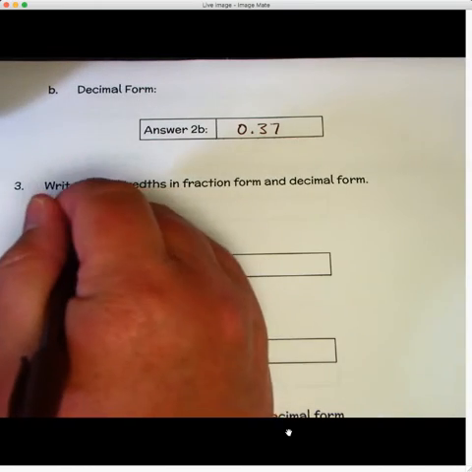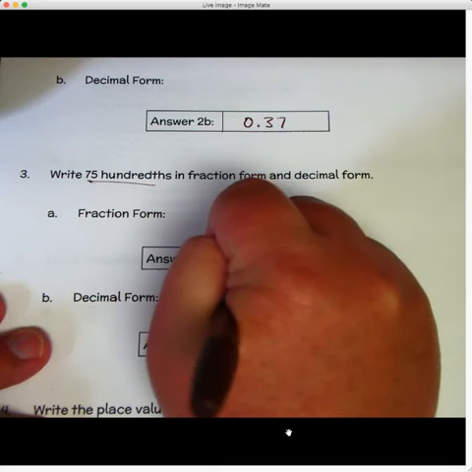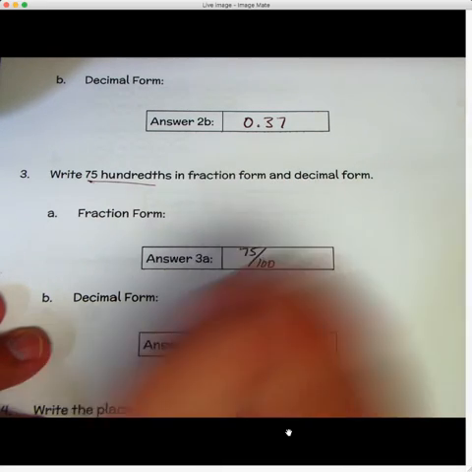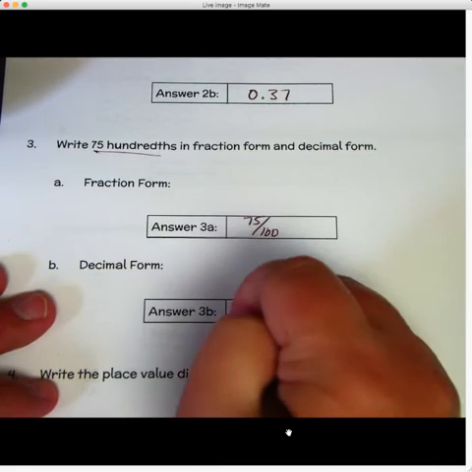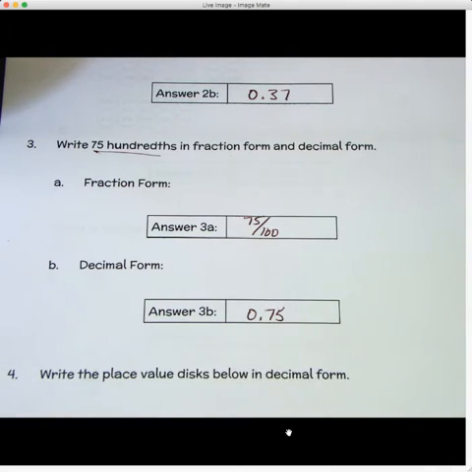Right? 75 hundredths in fraction form and decimal form. 75 hundredths fraction form. Decimal form, we're going to make sure we get that 5 in the hundredths place. 75 after the decimal.